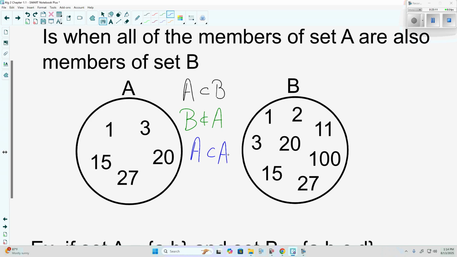Is A a subset of A? So how do we define a subset? A set is a subset if everything in it is also contained in the other set, yes? Is everything in A contained in set A? So can we say it's a subset of itself? Yeah, because everything in A is also contained in A, which means we can also say that B is a subset of B. It's a subset of itself.